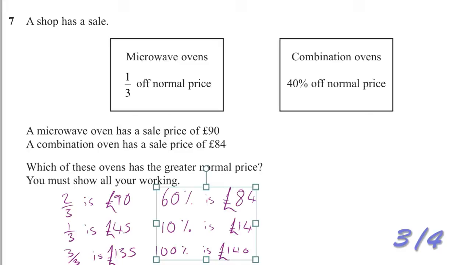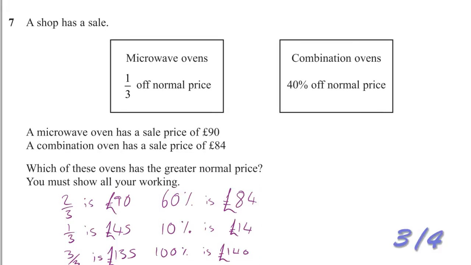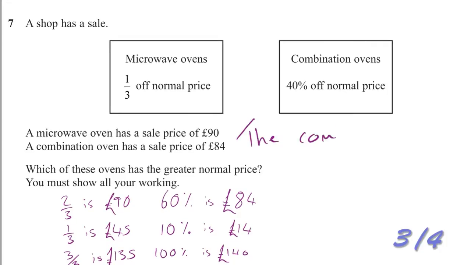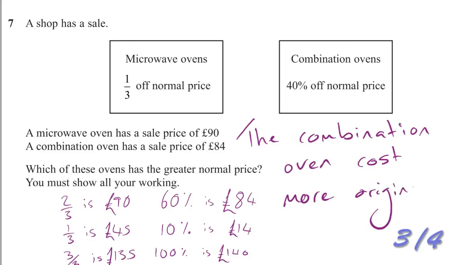We need to clearly show that we know this. It's not enough just to go through the workings, so we would just end it with a nice simple sentence and just say that. So it's not enough just to write down those numbers, we need to actually give an answer right at the end. So our answer is that the combination oven cost more originally.